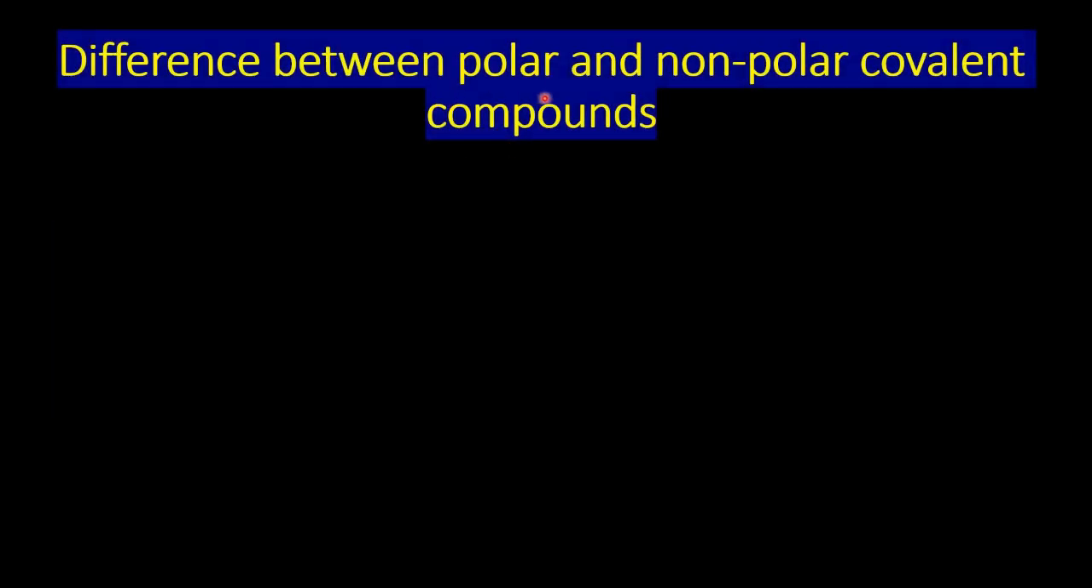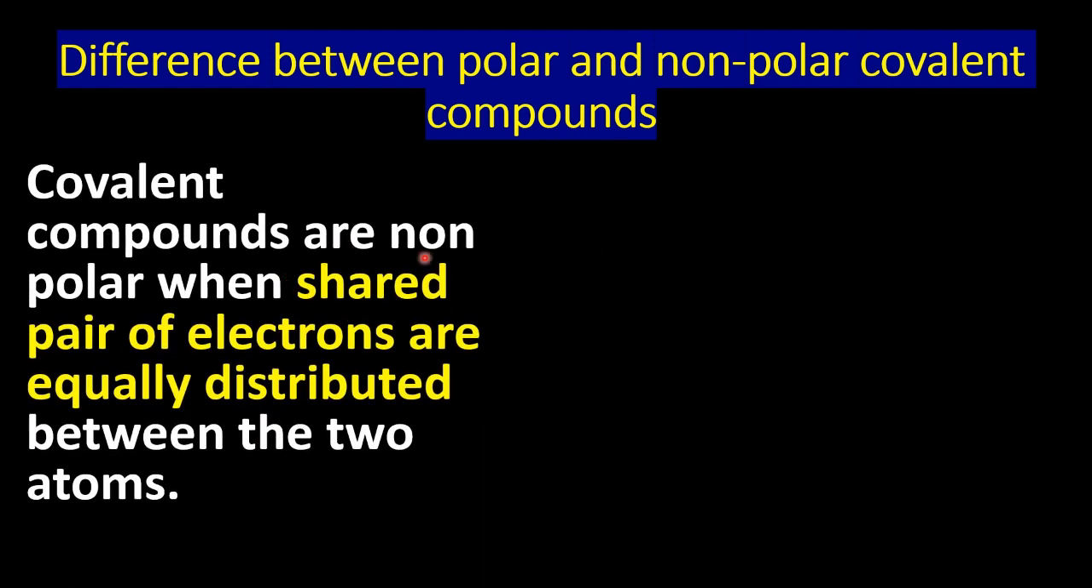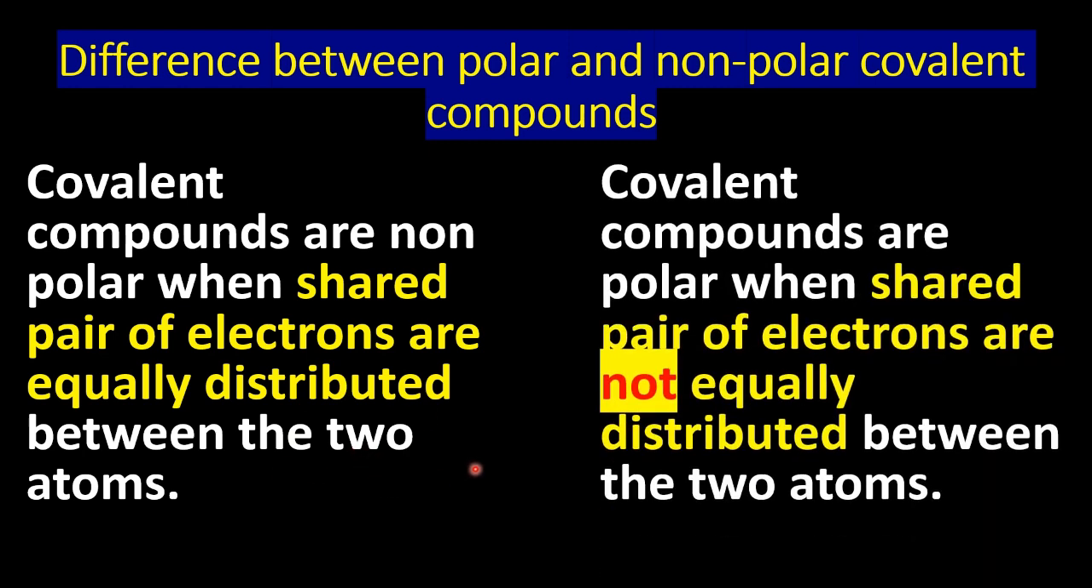Next, what is the difference between polar and non-polar covalent compounds? Non-polar covalent compounds are those in which the shared pair of electrons is equally distributed between the two atoms. If it is not equal, one of the atoms is pulling the electrons towards itself more, meaning it is more electronegative, then you call that particular covalent molecule a polar covalent compound.